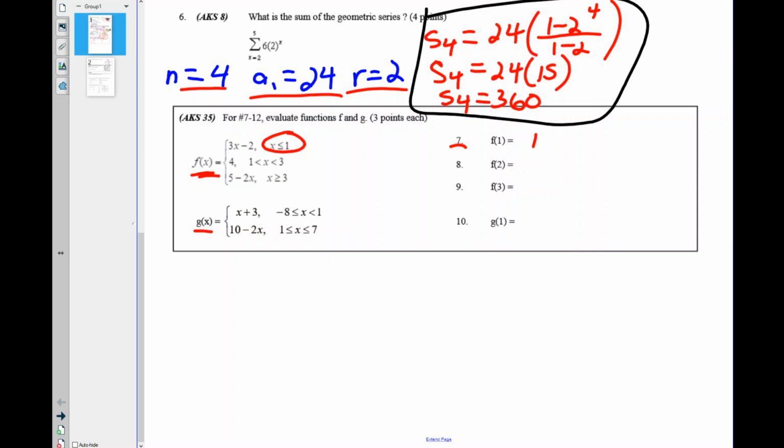The next input of 2, that goes into function f again, because it's f at 2. What piece within f does that fall into? The second piece. The second piece is a constant function. Anything that falls in this domain will have an output of just 4. That would have been your answer there.